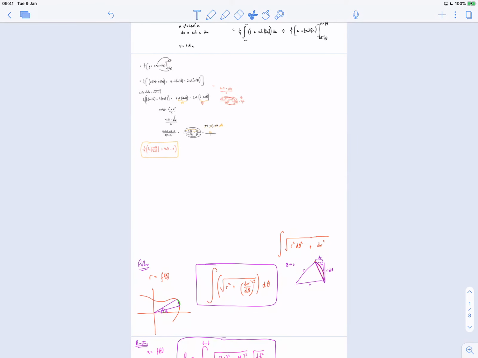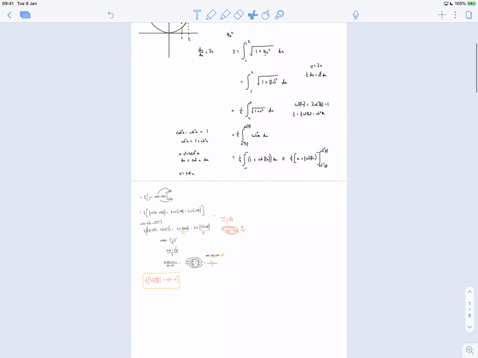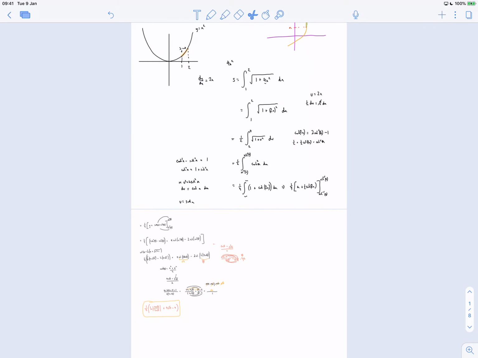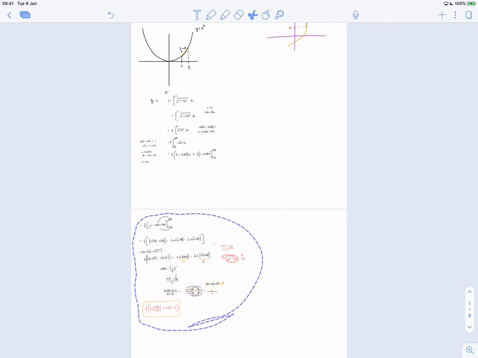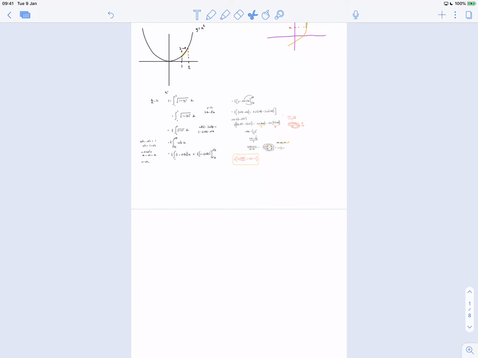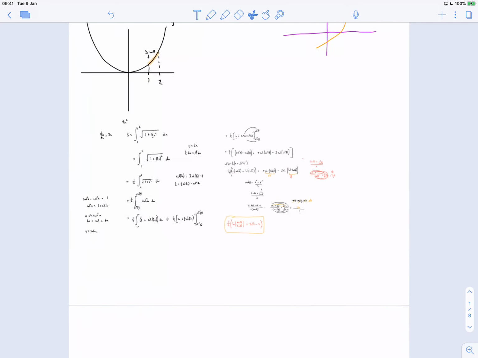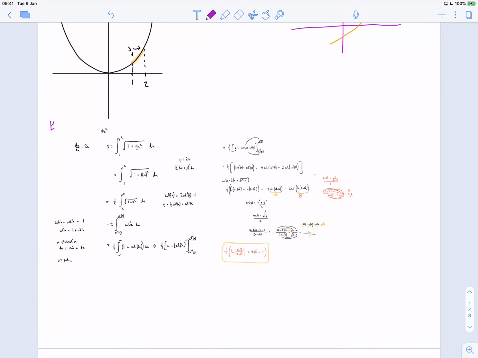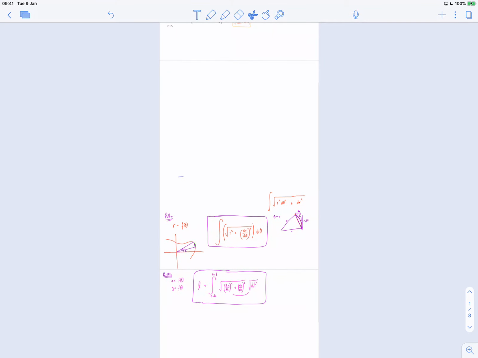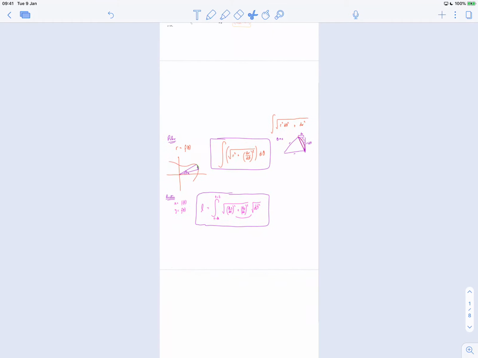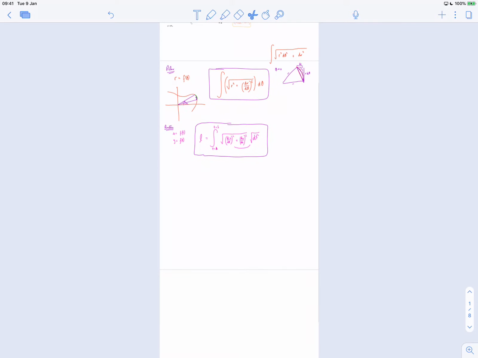So let's shrink this up here. This has served its purpose. Let's put it there, and let's put that there. So this was just an example, and then for the polar case we had this, and for the parametric case we had this as well.